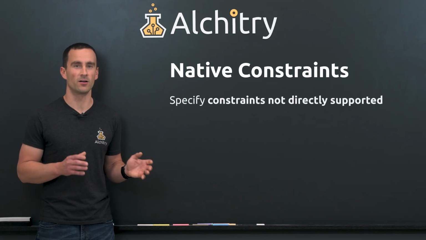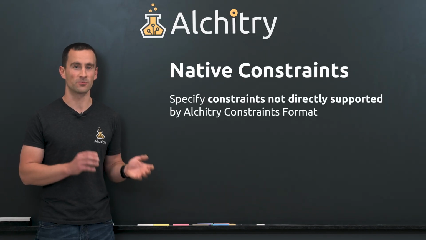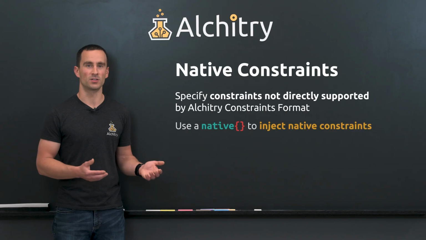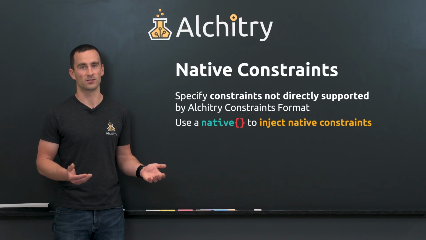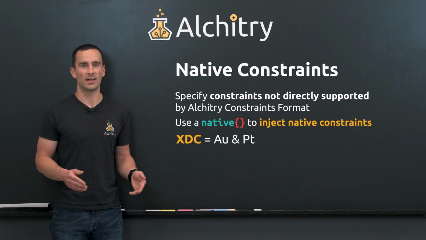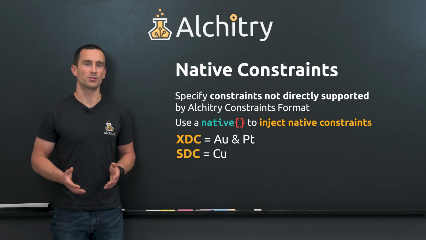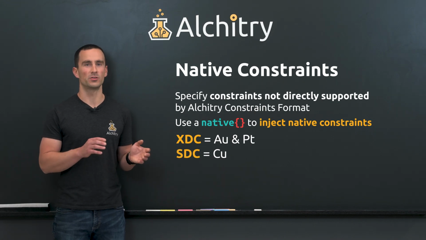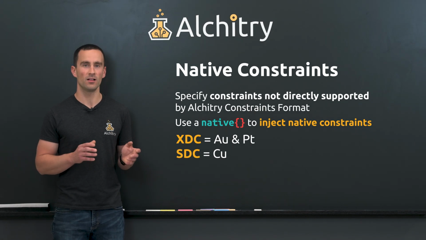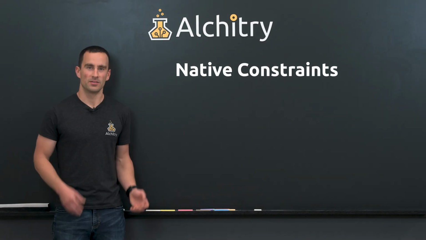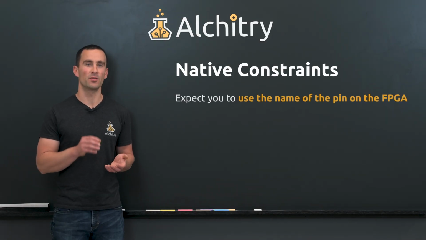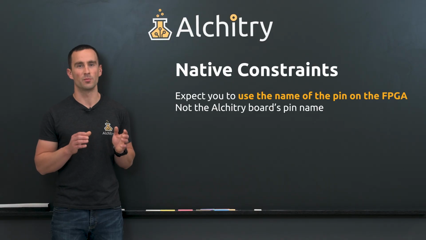If you're really getting into the weeds with your FPGA design, there may be some constraints that you need to specify that aren't directly supported by the Alchitry constraints format. In those cases, you can use a native block to inject native constraints. These are XDC for the AU and PT, and SDC for the CU. The constraints inside a native block are copied mostly as is into the final constraint file, with the exception of some helper functions. The native constraints expect you to use the name of the pin on the FPGA and not the Alchitry board's pin name.